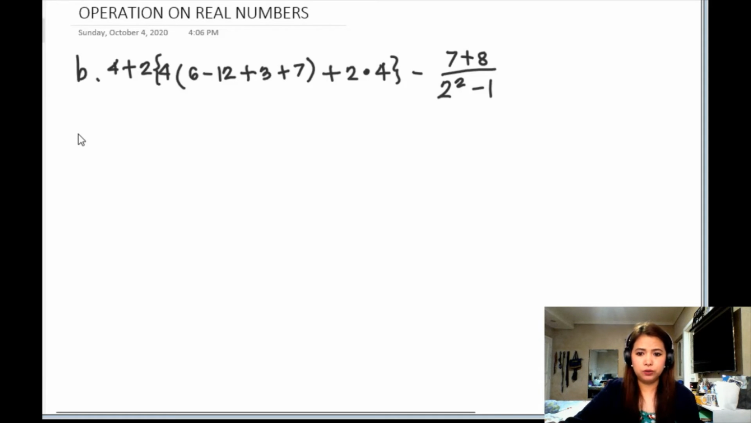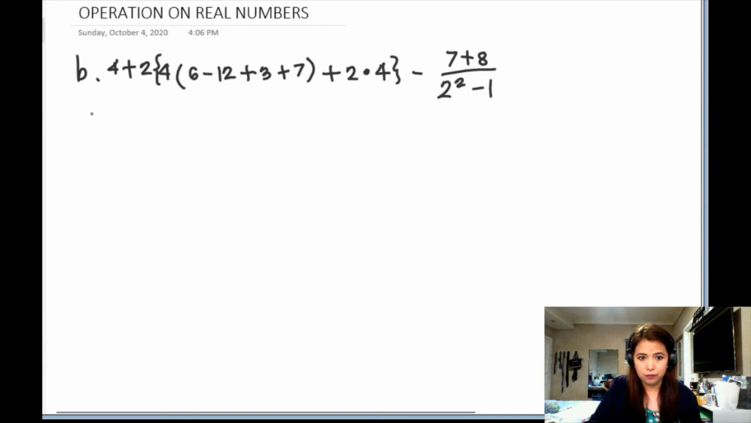So what if we have another example, which is 4 plus 2, open brace, 4, open parenthesis, 6 minus 12 plus 3 plus 7, closing parenthesis, plus 2 times 4, and then closing brace, minus 7 plus 8, all over 2 squared minus 1. So how do we solve that?